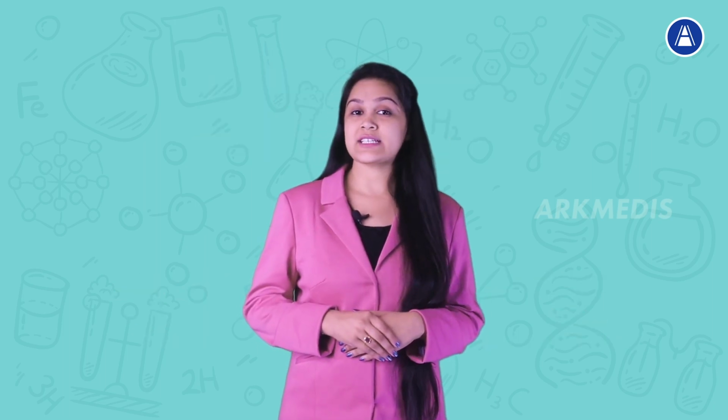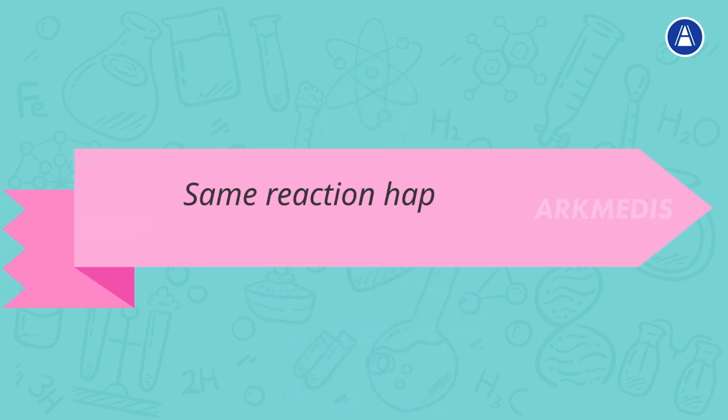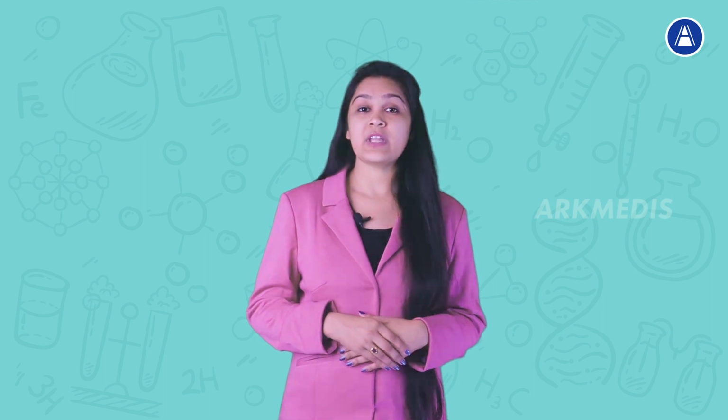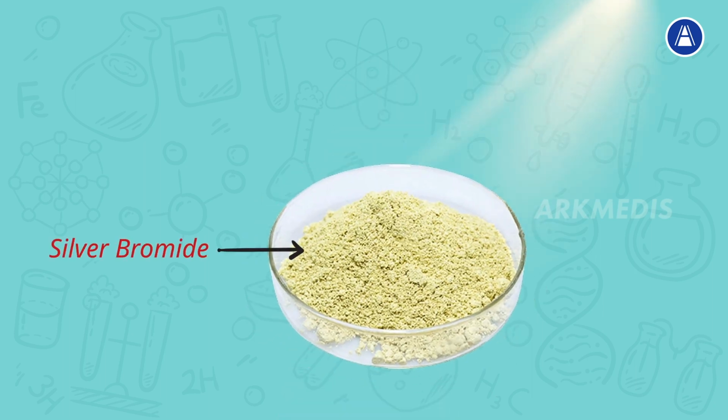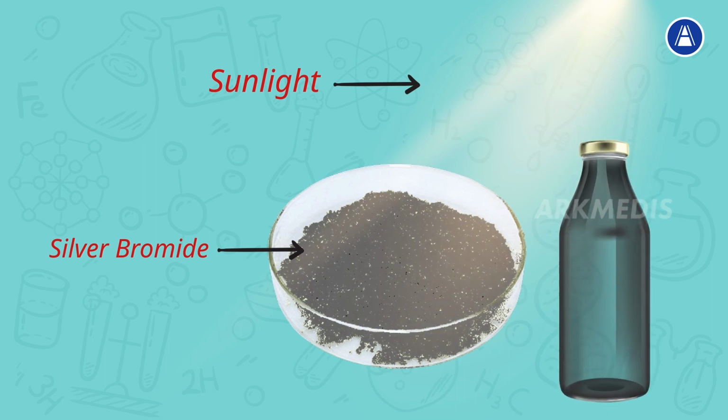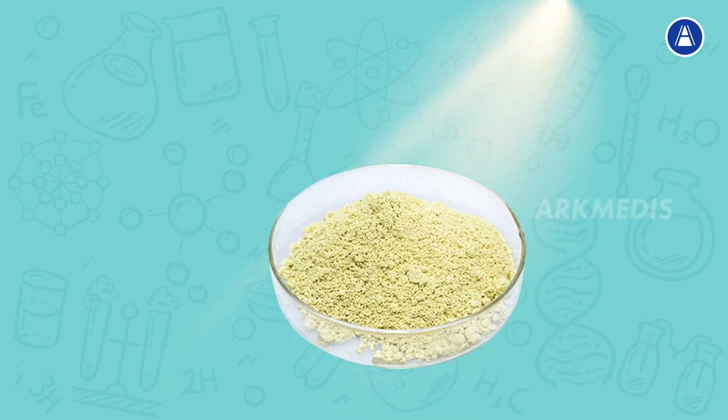Now, example 6 is, the same reaction happens with silver bromide too. Let's see that too. When we keep the silver bromide in the sunlight, then after 2 to 3 hours, it turns into grey color. That is the reason it is always kept in dark bottles. When it is kept in sunlight, then the photoelectrons are attracted to the silver bromide. And when they are attracted, then the chemical reaction occurs.